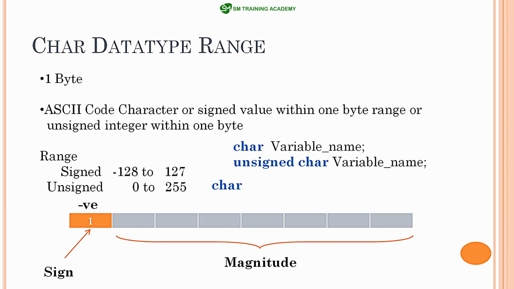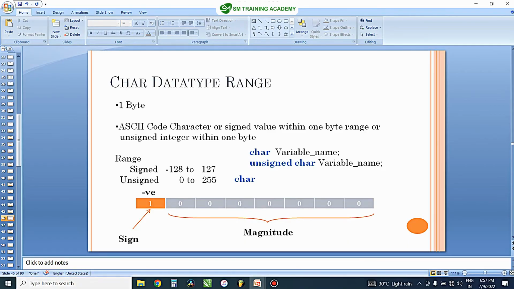And now let's test the minimum and maximum range of signed char data type. That is, the minimum range is nothing but minus 128. So as I mentioned, the sign bit will be holding the value 1 in case of negative number, and the minimum value that can be stored in this magnitude is 0000000. So this is the minimum number that can be stored. Let me check what is this number.